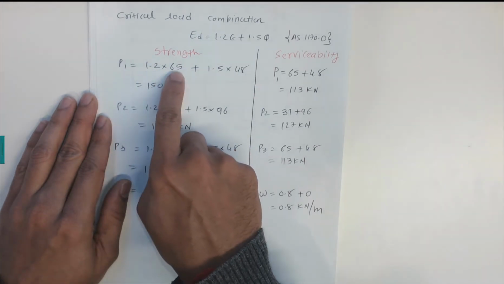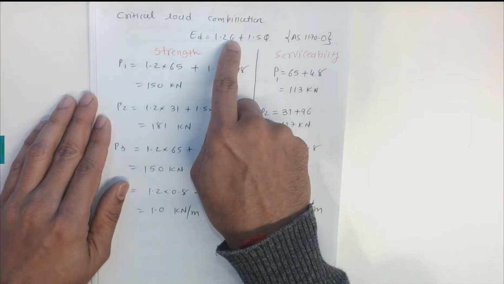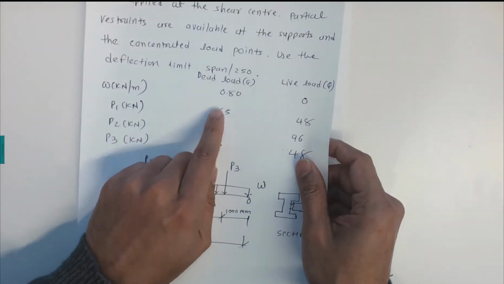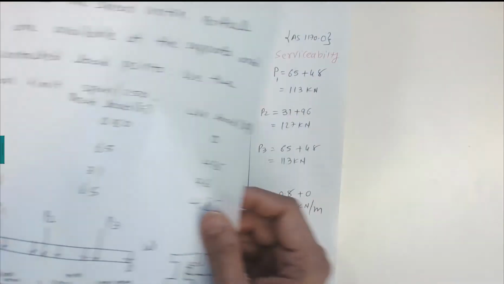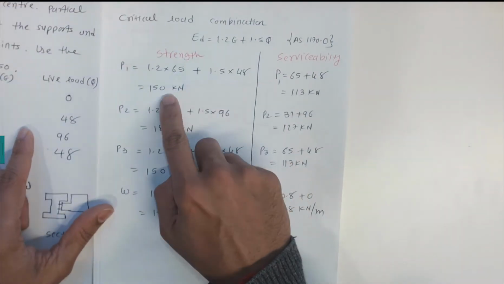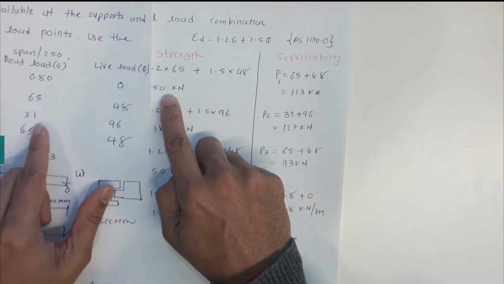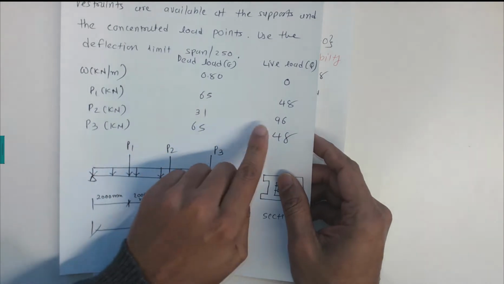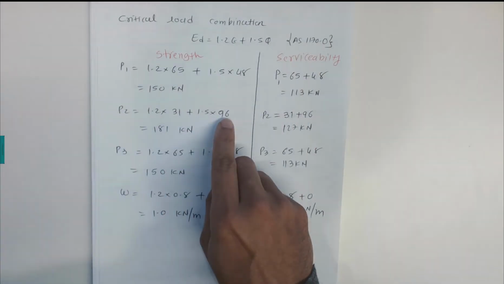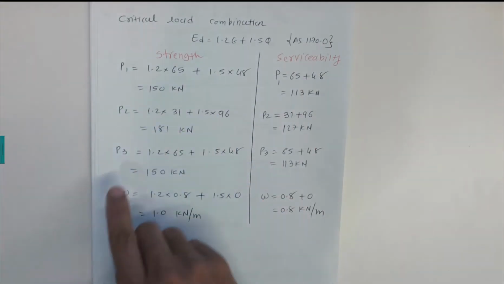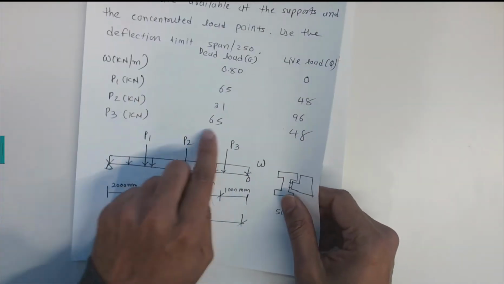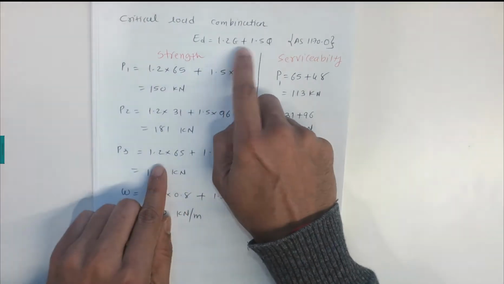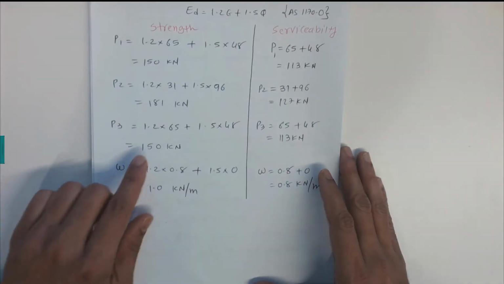For P1, 1.2 times dead load 65 plus 1.5 times live load 48 gives us 150 kilonewtons. Similarly for P2, dead load 31 and live load 96 gives 181. Similarly P3 has 65 kilonewtons and 48 kilonewtons; with the 1.2 and 1.5 factors multiplied, this gives us the P3 value.